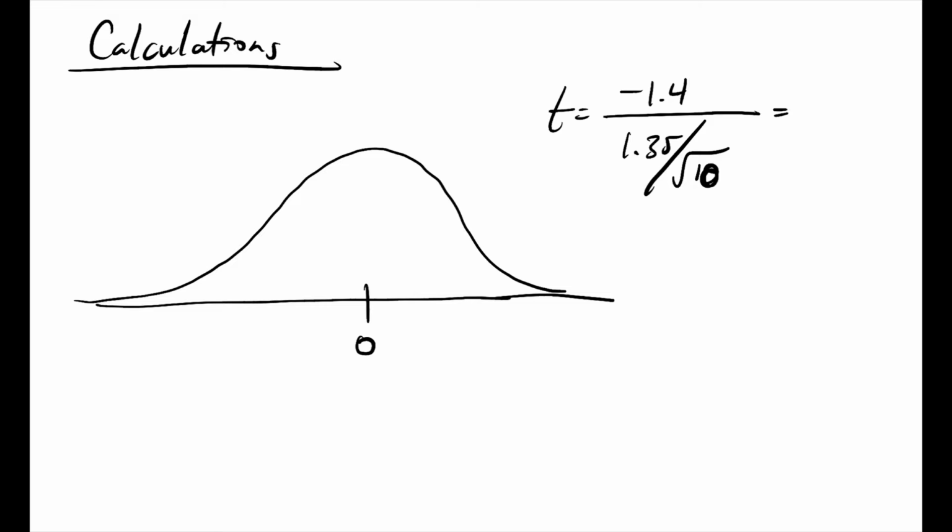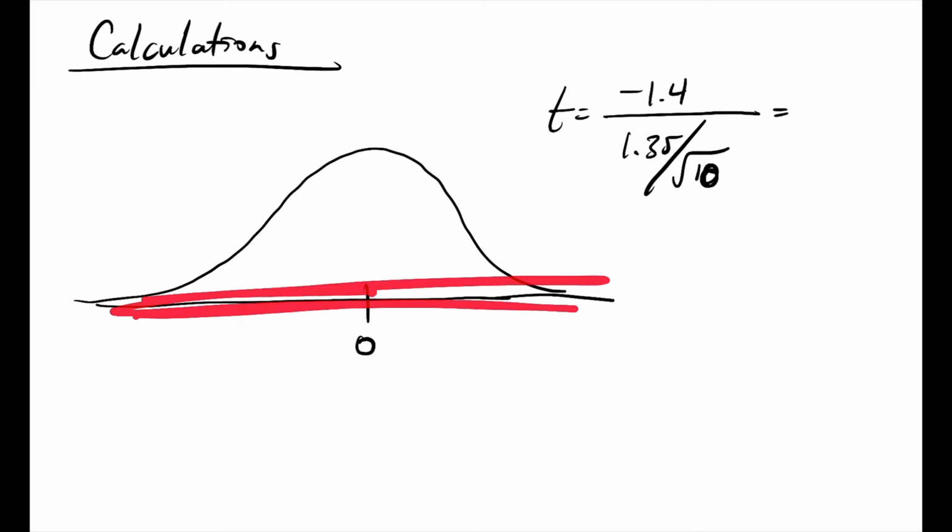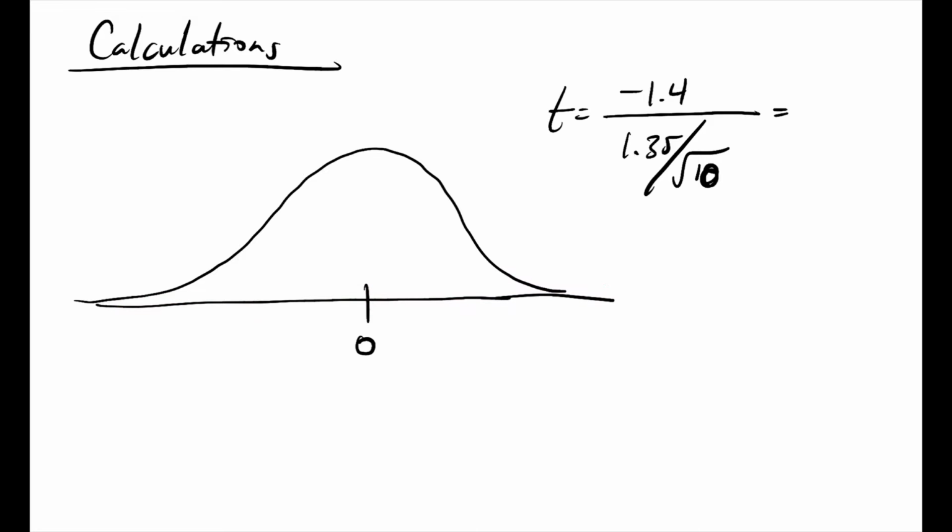Okay, so what number here for my shading part? Which number am I going to graph? Negative 1.4. And I'm going to shade which way? Less than, right? We chose less than. Less than is to the left.